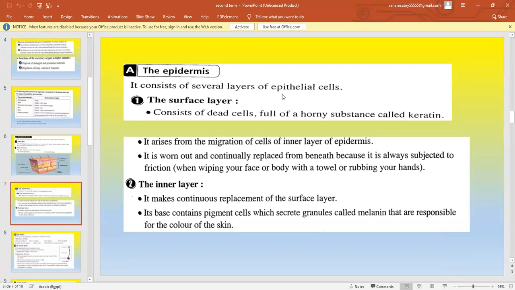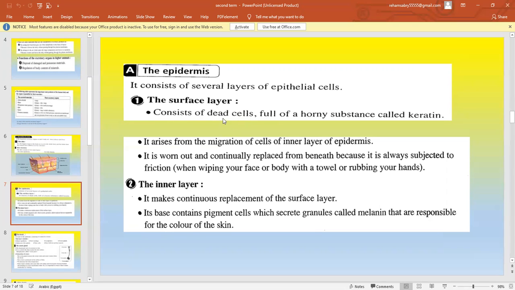Okay, they are formed mainly from parenchyma cells, and these epithelial cells cover several layers in the skin. The epidermis is formed of a surface layer and an inner layer. The surface layer consists of dead cells, which is a very important point, that they are dead cells. This is the surface layer of the epidermis, of the skin. Of course.